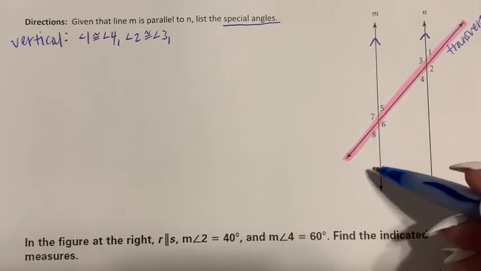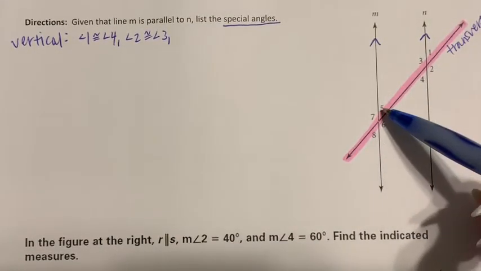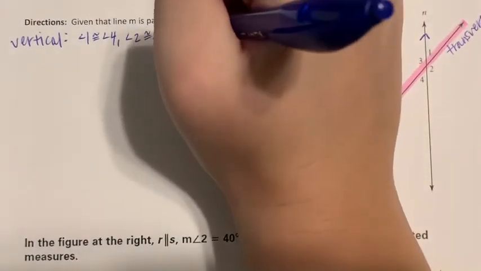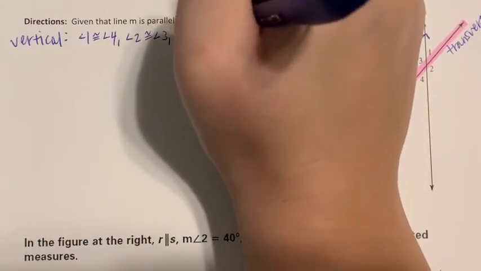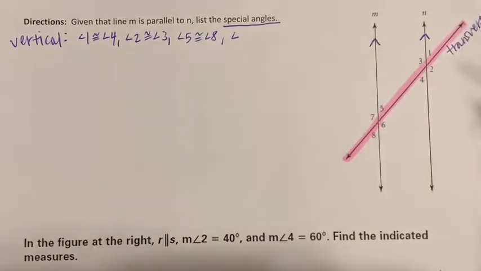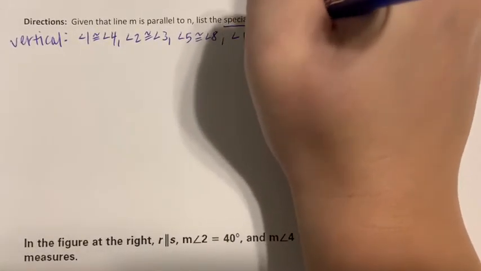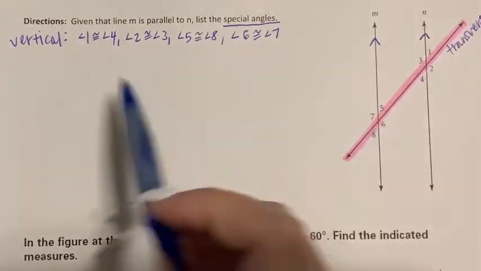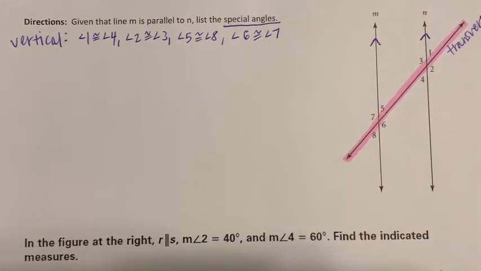and then I have some more vertical angles down here. I can say angles 5 and 8 and 6 and 7. Angle 5 is congruent to angle 8, and angle 6 is congruent to angle 7. So this one's a review because we have done vertical angles previously.